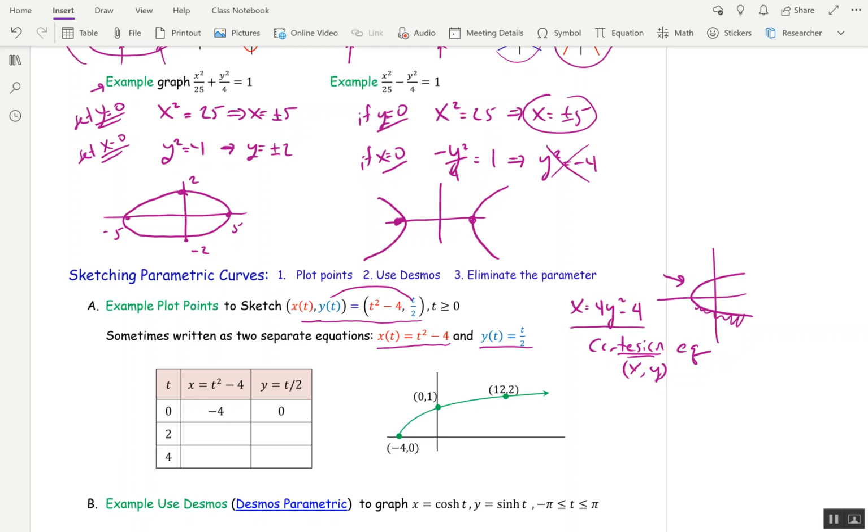Sometimes I'll use two equations, like this is x, this is y, and sometimes I'll use one equation with parentheses and give both x and y. And your book will do the same thing too. So I'll try and do both notations today so you get used to both.